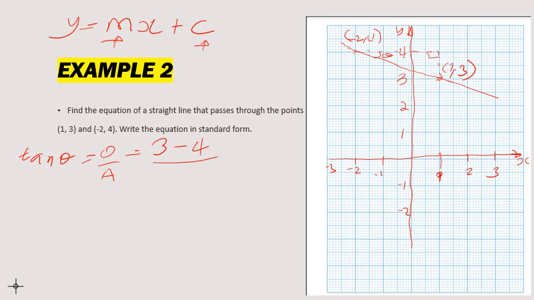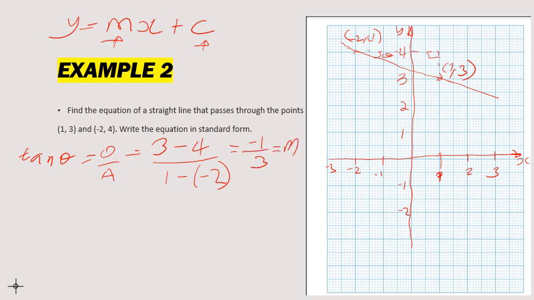That's the starting point already. So it's 1 minus (-2), which gives 3, and 3 minus 4 gives negative 1. So minus 1 over 3 is our tan theta. And remember that our tan theta is our gradient, that is m. So we can say this is equal to our m.